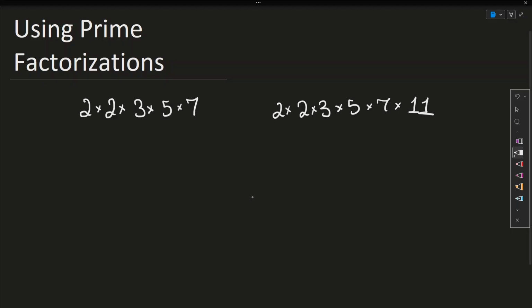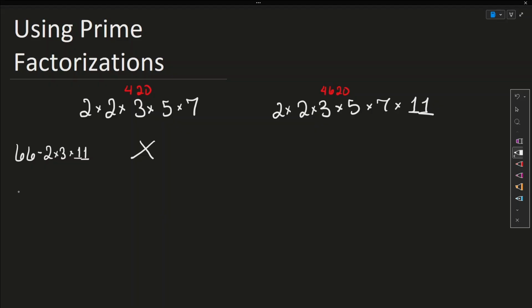Now, I want to test for divisibility. So this first number here was 420. And this is 4,620. First, I want to know, is 420 divisible by 66? The prime factorization of 66 is 2 times 3 times 11. But I can see that I'm missing this 11 in 420. I have a 2 and a 3, but there's no 11 in the prime factorization of 420. So 420 is not divisible by 66.